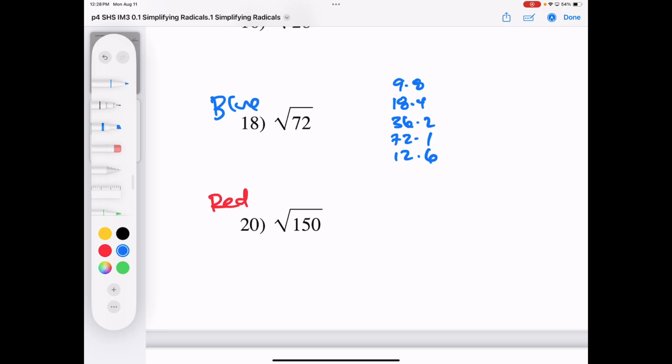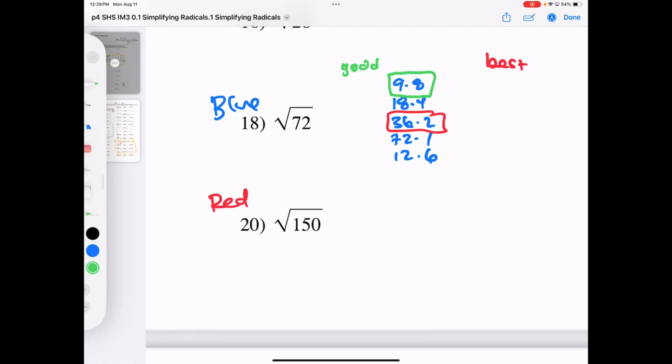There is one that's good, and there's one that's the best. Tell your partner which those two are. Good and best. This one is what? Good. Which one's the best? Oh, best. Let me do both of those for you. I know, you missed it.